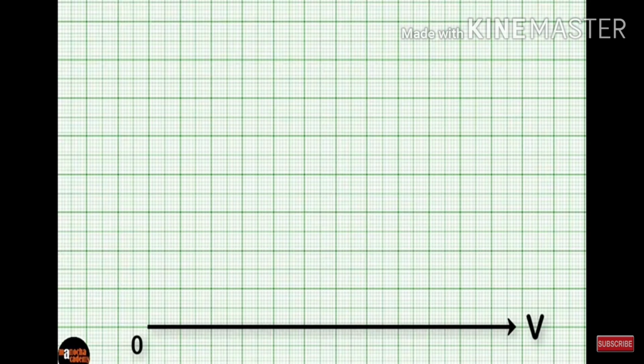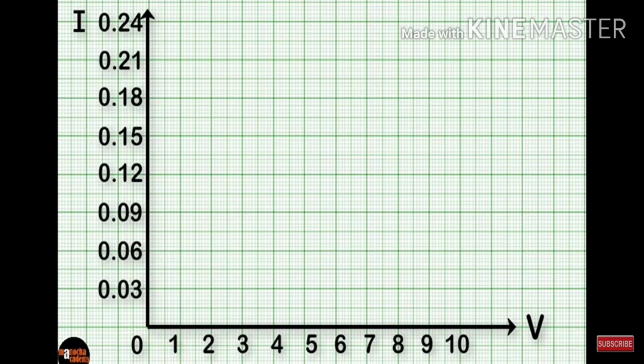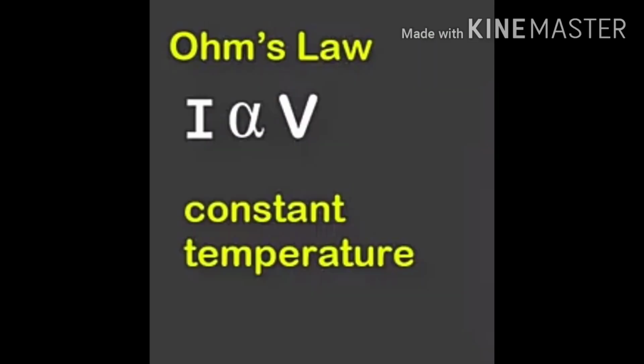Let us plot the graph of potential difference and current. Potential difference is on the x-axis and current is on the y-axis. As you plot the graph by the given points, you will get a straight line from the origin. By this experiment, we understood that current is directly proportional to potential difference at a constant temperature. This is nothing but Ohm's law.